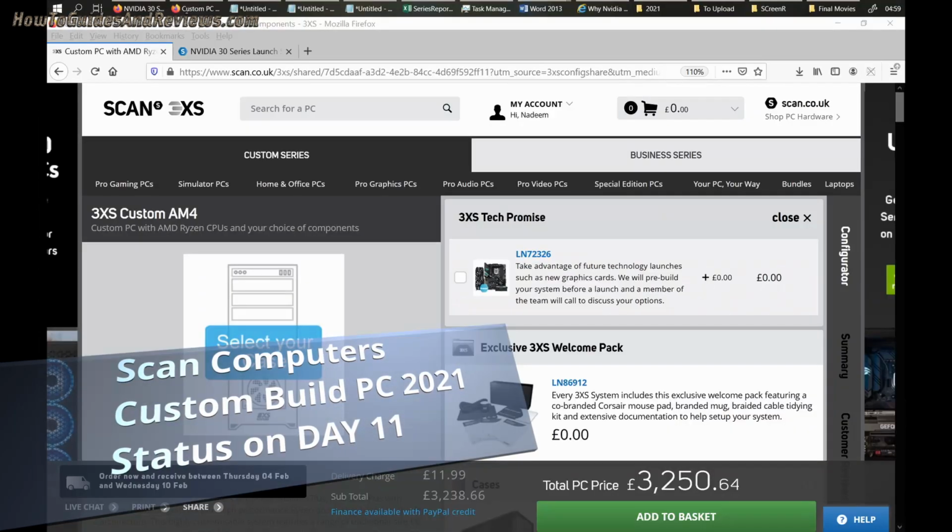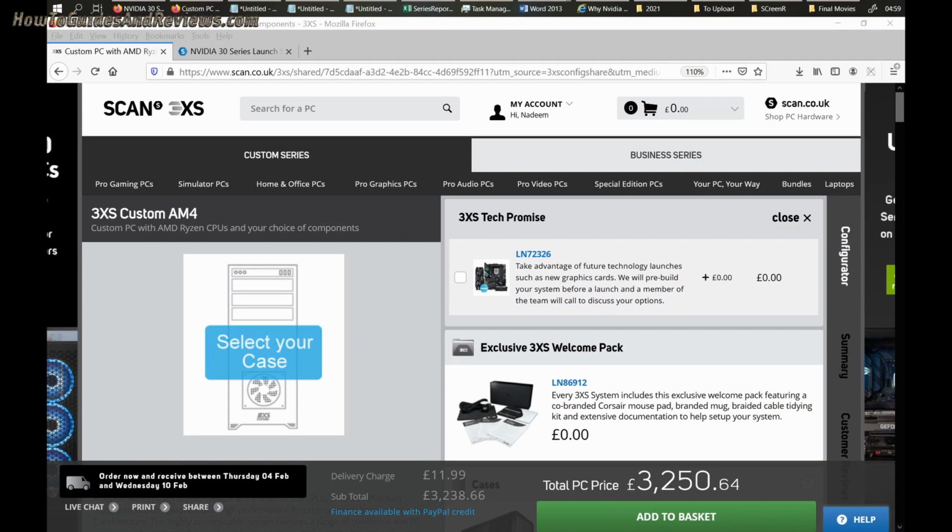Done. It's now 11 days since I ordered a top custom built PC from Scan Computers UK on the 6th of January, and I paid for it £3,235. So on the 17th of January, what's the status of the build and when can I expect delivery?